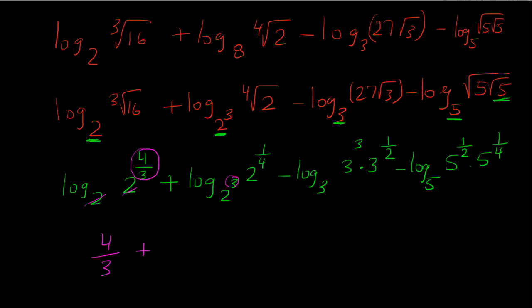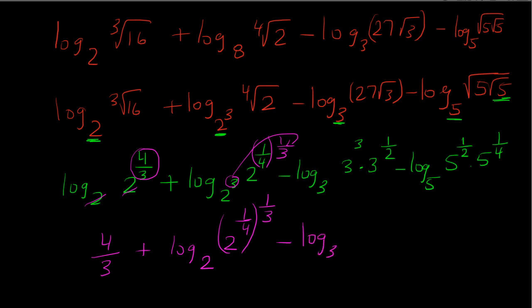So we're going to first do the reciprocal. So it's going to be 1/3 and it can go in the exponent here. So it would just be 2 to the 1/4 and then the reciprocal of 3, which will be 1/3. And then I have 3 cubed times 3 to the 1/2. That will be 3 to the 7/2 minus log base 5. Now it's 5 to the 1/2 times 5 to the 1/4. That's going to be 5 to the 3/4.